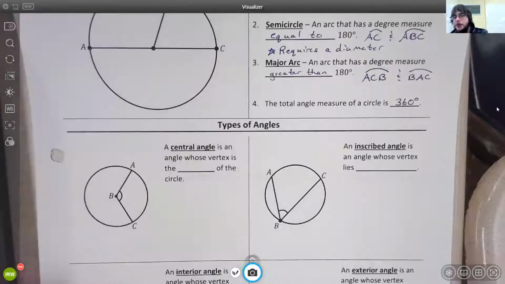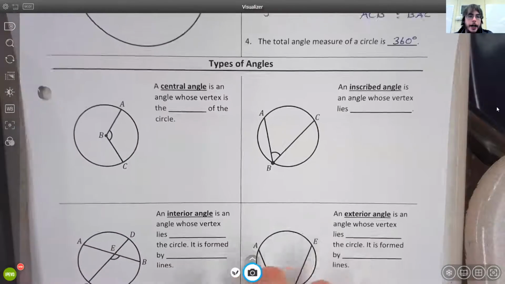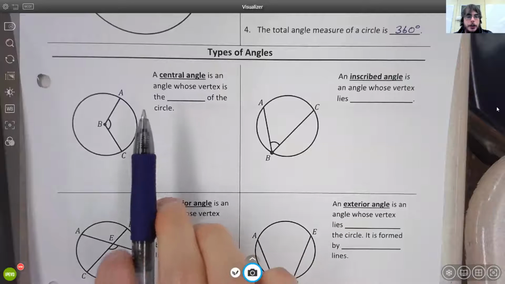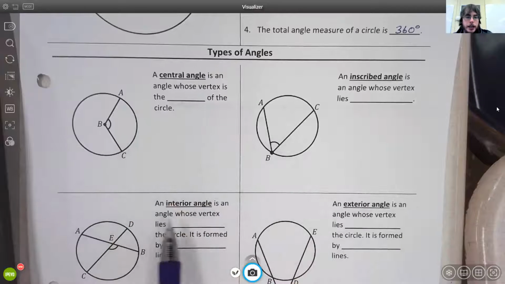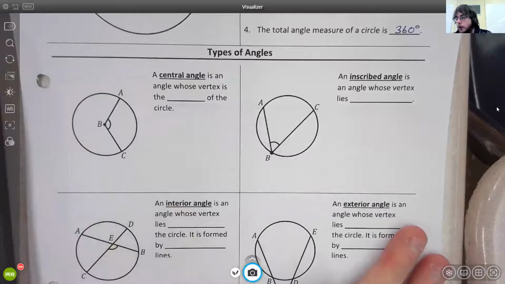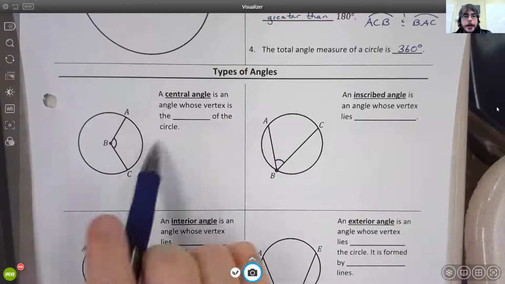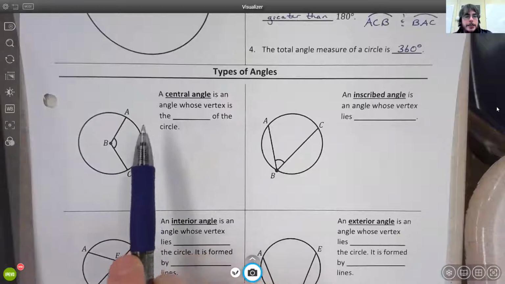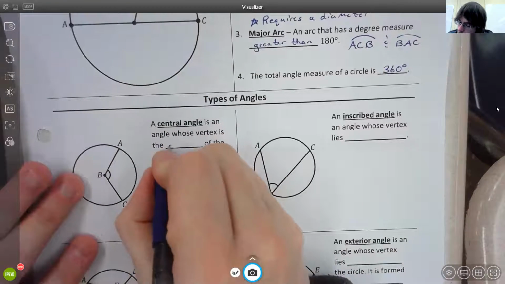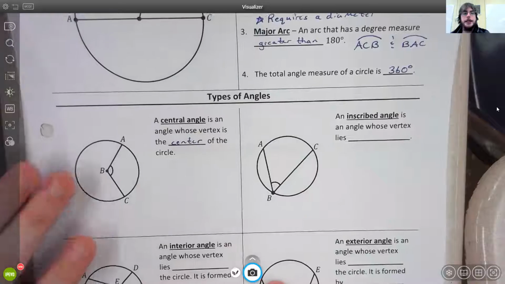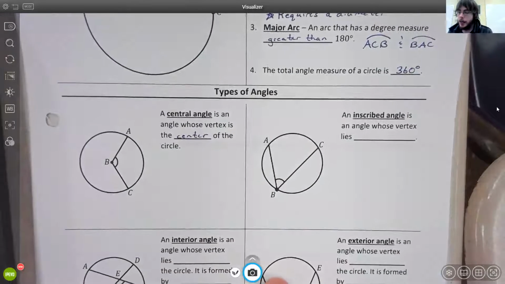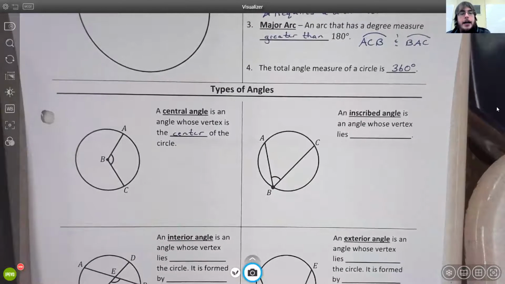Now we're going to go over the types of angles. And there are four different types of angles. The main focus for today's lesson is going to be on these first two types of angles. And we'll talk about these other two types of angles tomorrow in more detail. So a central angle is an angle whose vertex is the center of the circle. Okay. And we talked about this when we talked about arc length and sector area. A central angle always has a vertex at the center of the circle, which is why it's called a central angle.